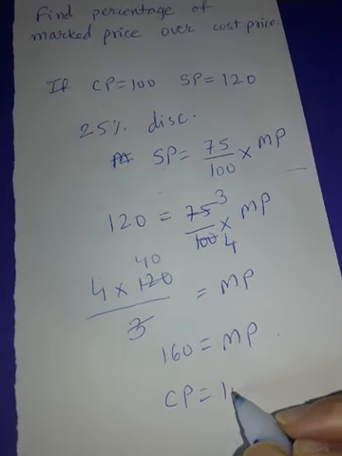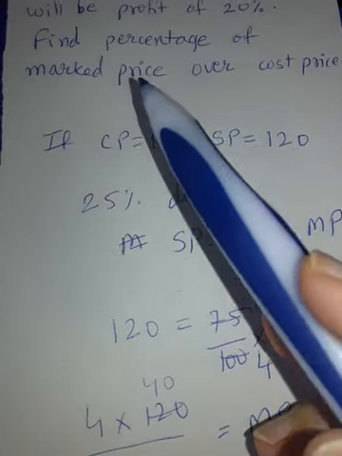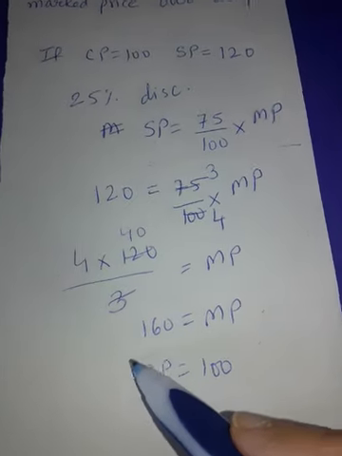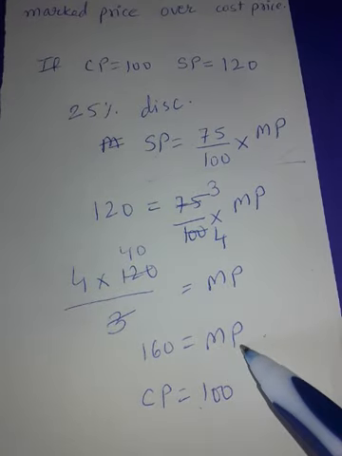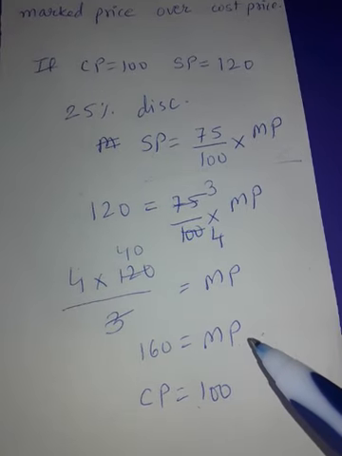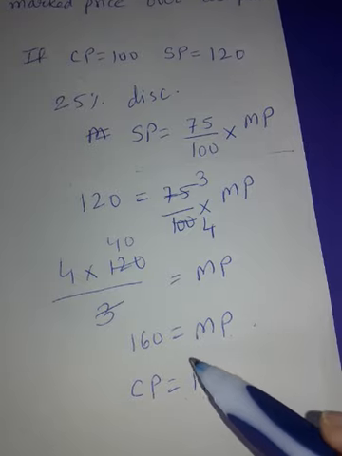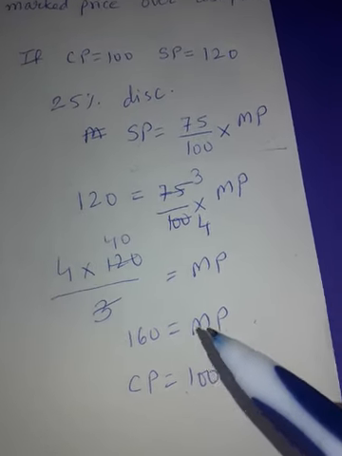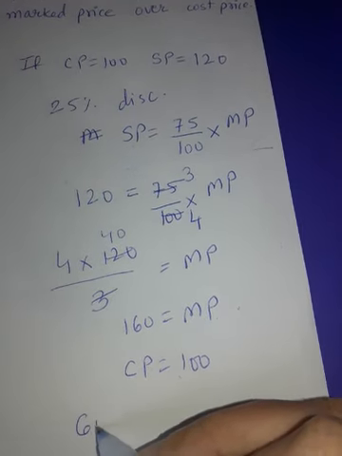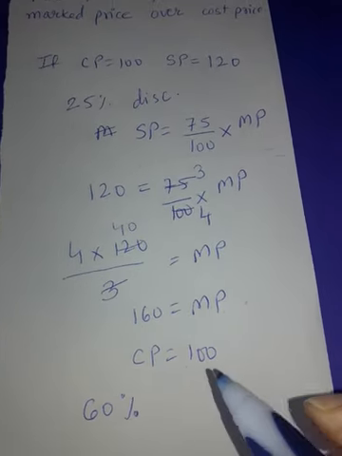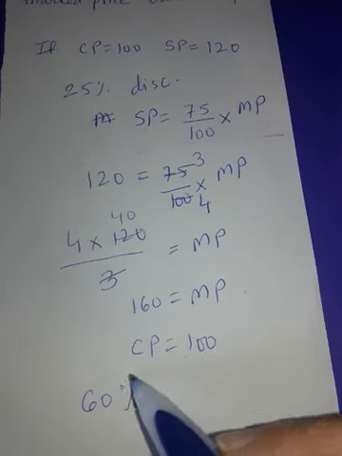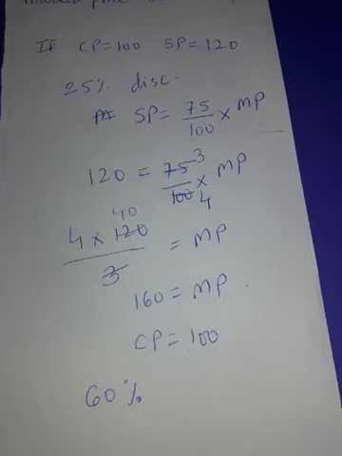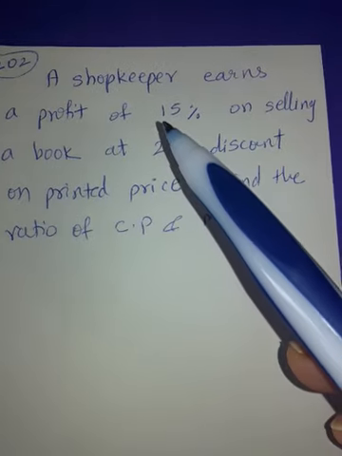Question is between cost price and mark price. CP we have assumed as 100. Question is find the percentage of mark price over cost price. If cost price is 100, mark price is 160. So it is 60 above cost price. And what is cost price? Cost price is 100. 60 over 100, that means 60%. When we assume this base as 100, everything becomes very easy. So answer is 60%. Let's solve one more.